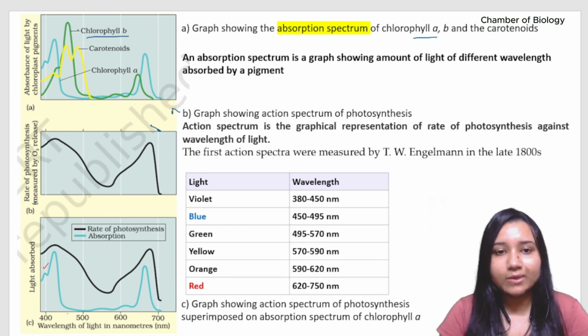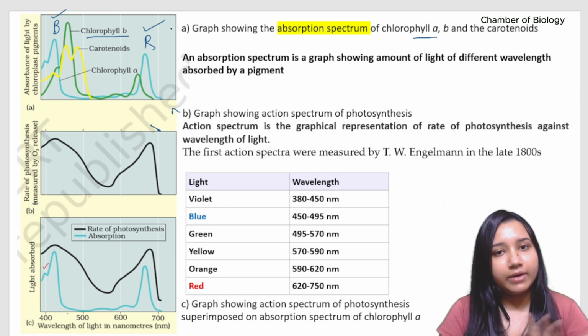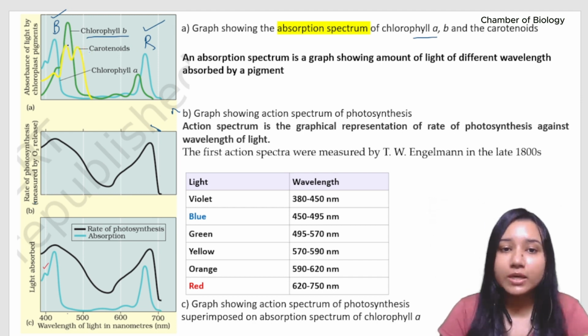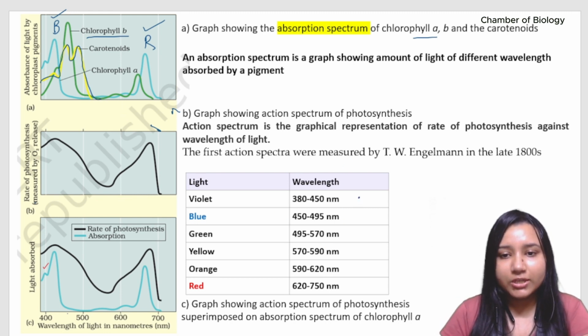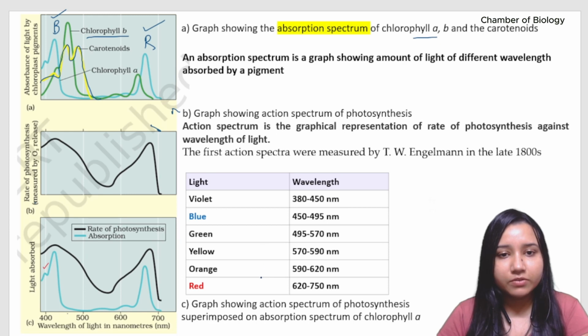So for chlorophyll A, you can see it is going to show a peak in blue light, and it is also going to show a peak in the red light. And you can see chlorophyll B is also showing the same thing in blue and red, right? But carotenoids are not showing that; they are only showing their peak in the case of green light. Okay, you can all check the wavelengths written for the different lights.